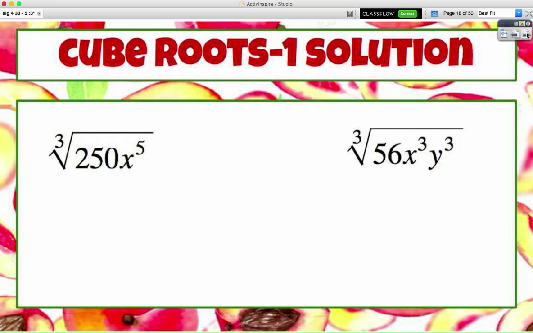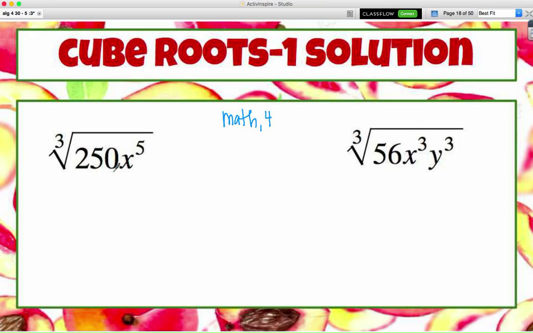Cube roots. In your graphing calculator, you get to cube root by hitting math 4, and that will pop up with the cube roots. So when you try to take the cube root of 250, it is not a perfect cube, so you'll get a decimal. So we have to see if there are any perfect cubes hidden within it.